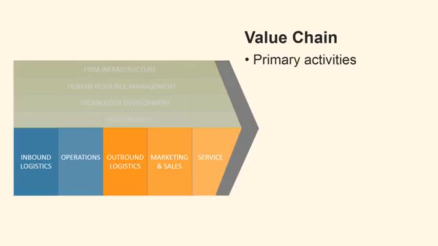The primary activities consist of the 5 activities at the bottom of the model. These are inbound logistics, operations, outbound logistics, marketing and sales, and service. Each of these activities may be described as follows.